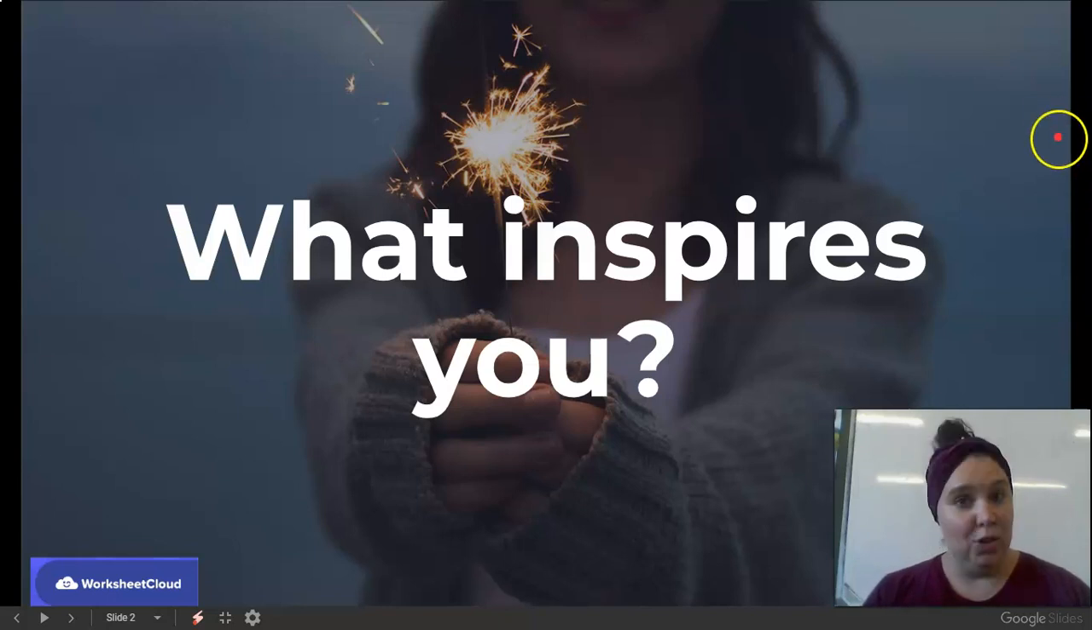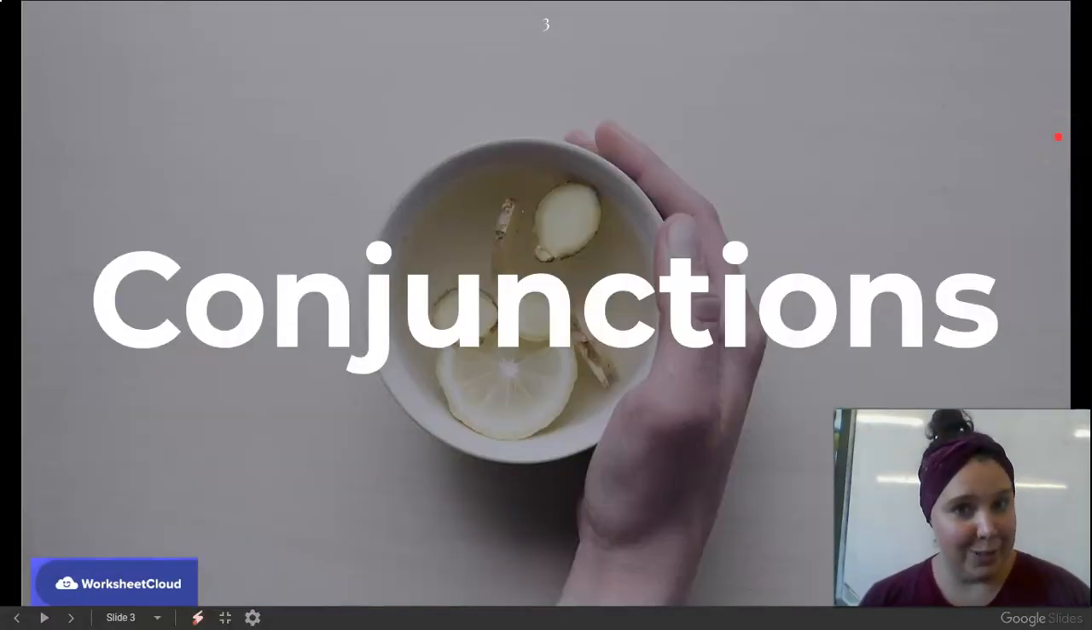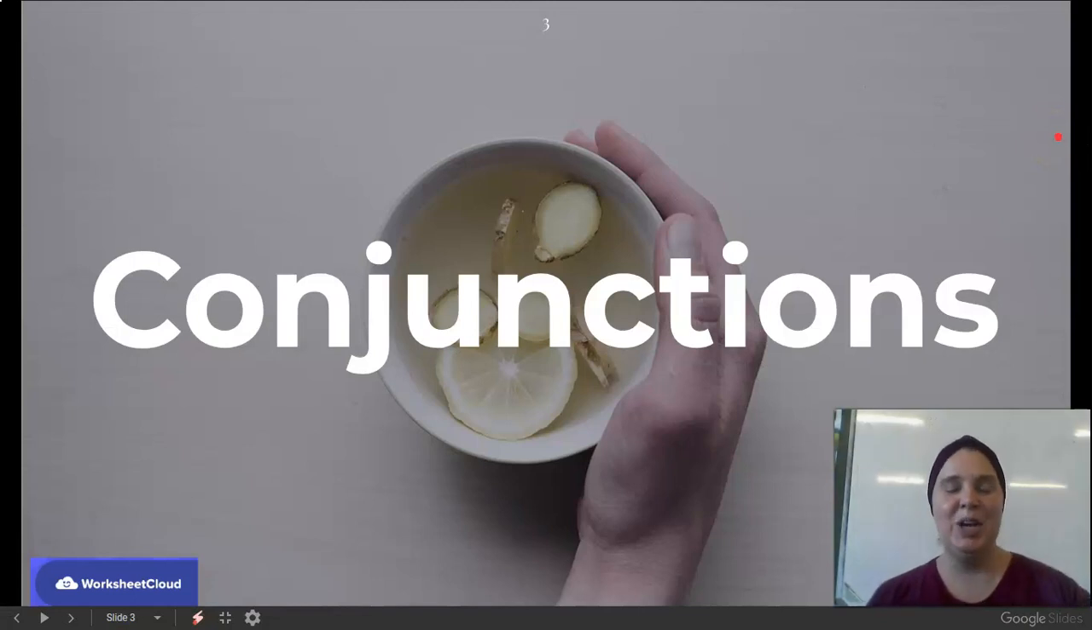I know on that note, what inspires you probably isn't conjunctions, but we're going to be doing them today for a language lesson. You do need to know what they are. They are part of your academics. And hopefully today, with some fun interactive activities, it's not going to be something that is uninspiring.